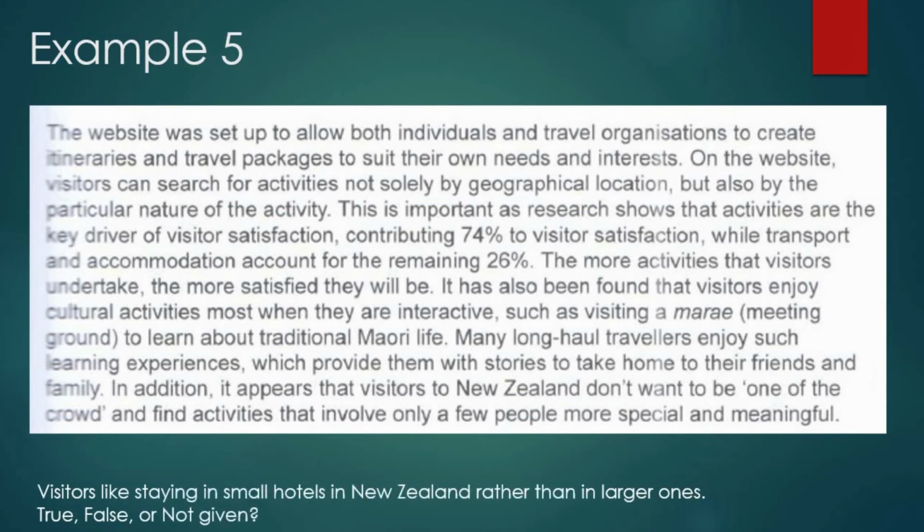Let's see the question. Visitors like staying in small hotels in New Zealand rather than in large ones. True, false or not given. Make a choice. Done? Alright. The correct answer is not given, because within the entire paragraph there is no information about big or small hotels. You can read the entire paragraph and you won't find any such information. So you can directly jump on to not given instead of searching for any information, because you will not find it. Understood? I hope you are learning how to solve these questions quickly.